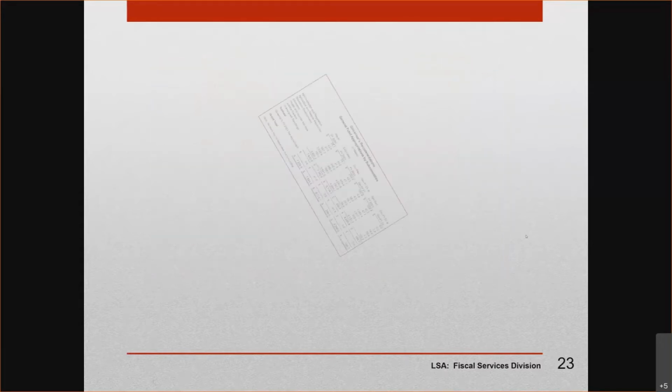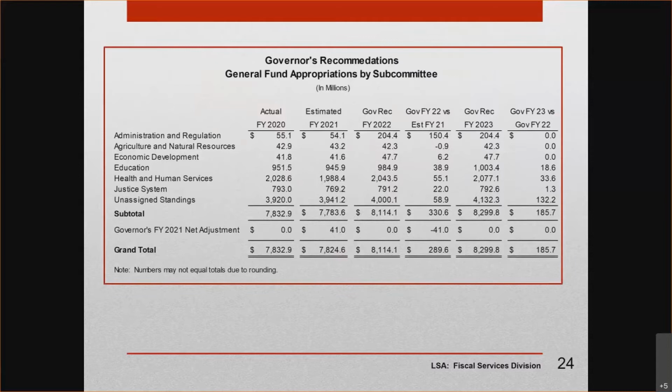All right. Here are the governor's general fund appropriations. A lot of numbers on this page. It shows actual 20, estimated 21. And you'll notice that the governor is recommending supplemental appropriations of $41 million. The governor's recommendation for spending in fiscal 22 is $8,114 million. That is an increase of $289 million, or about 3.7% compared to her revised 21 budget. She's also recommending appropriations in fiscal 23 of $8.3 billion, which is an increase of $185.7 million over her 22 budget, or a 2.3% increase.